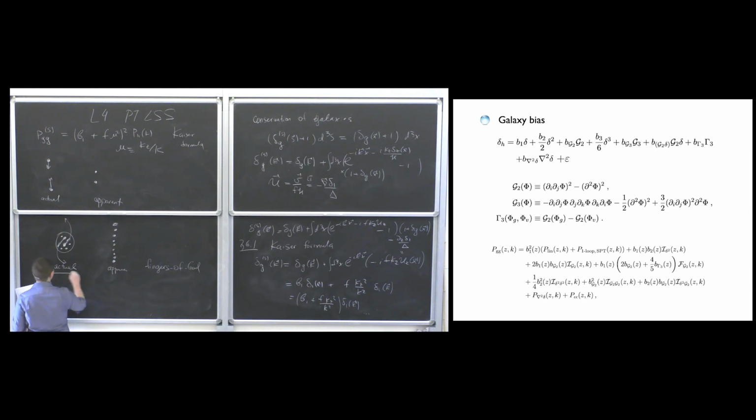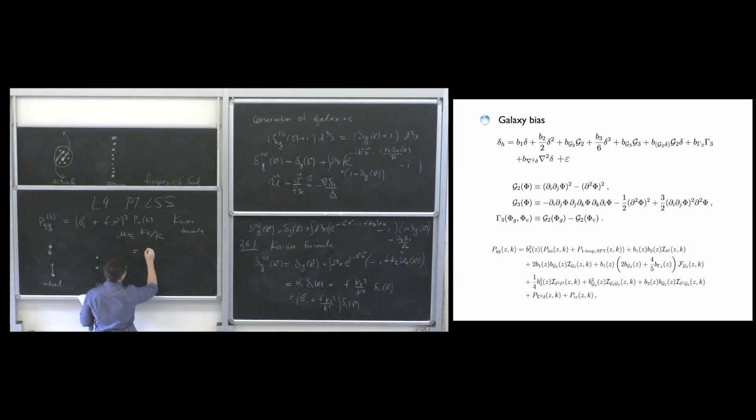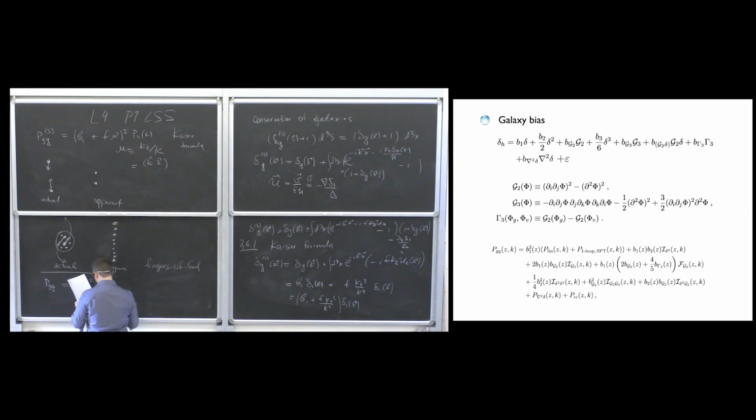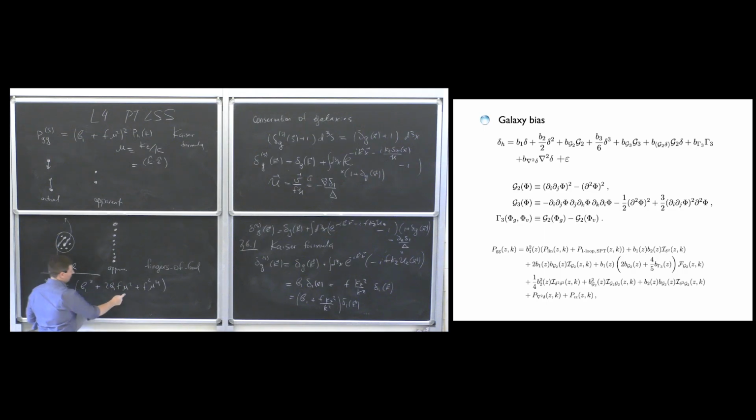All right, let's get back to our Kaiser formula. So you can see the dependence on the line of sight variable mu. So mu simply is the cosine of the angle between k and z. So its dependence at linear order is simply polynomial. So we have the part that doesn't depend on mu, the part that depends on mu squared, and the part that depends on mu to the 4.